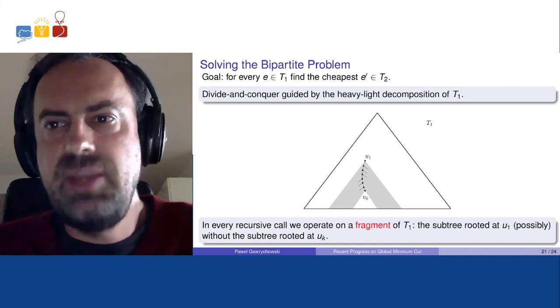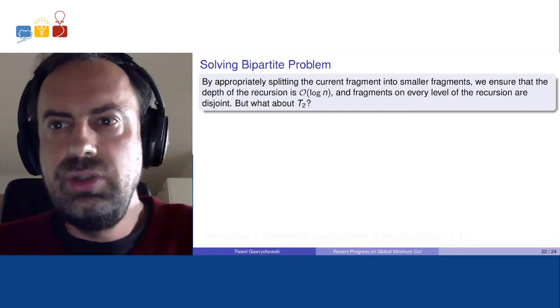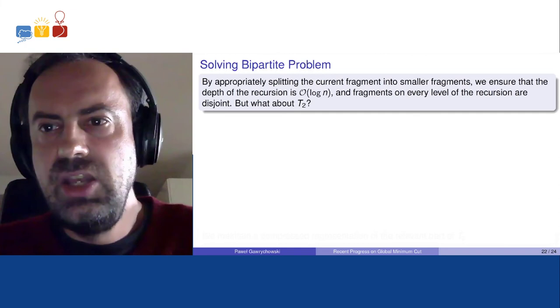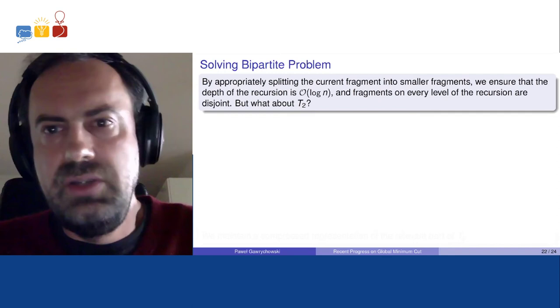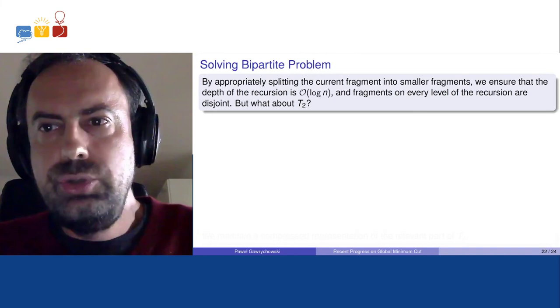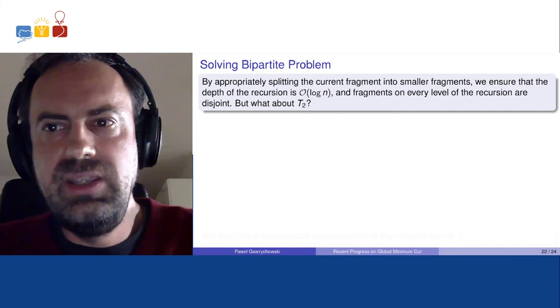Now using the heavy light decomposition, you start with one fragment and you chop it into smaller fragments, again and again. If you do this carefully, the depth of the recursion will be log n. And on each level of the recursion, the fragments will be disjoint. So the total size of the subtrees of T1 will be small. So this is how you control what's happening with T1. But with T2, so far I haven't done anything. So it seems that in every recursive call, I would be passing the whole T2, and that's again quadratic. So that's not what you want to do.